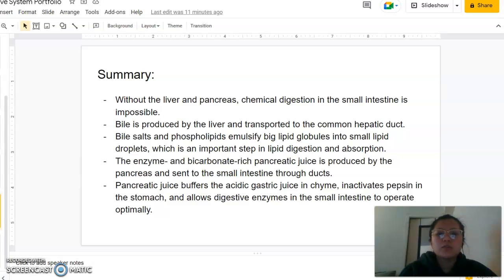The pancreas then produces the enzyme and bicarbonate-rich pancreatic juice and delivers it to the small intestine through ducts, and pancreatic juice buffers the acidic gastric juice, which inactivates pepsin from the stomach and enables the optimal functioning of digestive enzymes in the small intestine.